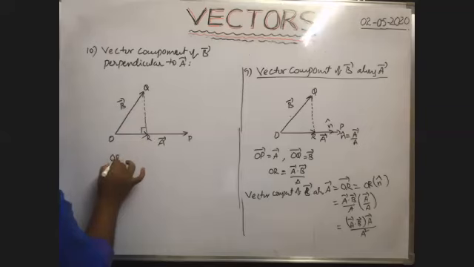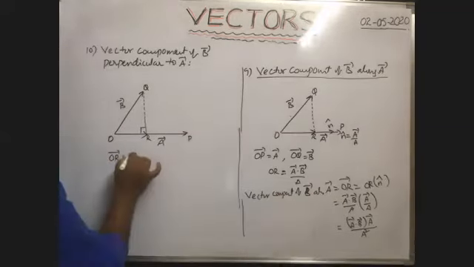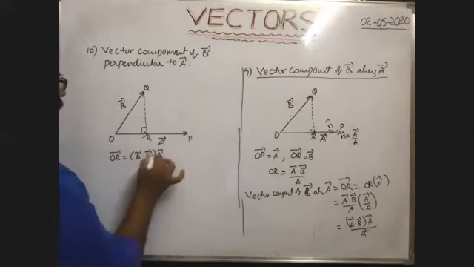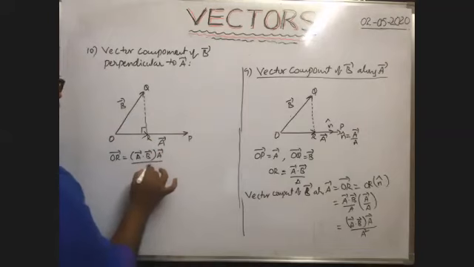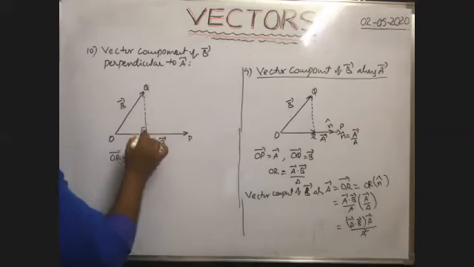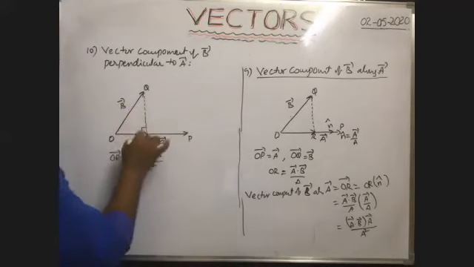OR bar is equal to how much? We got OR bar is equal to A bar dot B bar of A bar by A square. Already we know A square. Next, already OQ bar we know. So the vector component of B bar perpendicular to A bar lies in this direction.